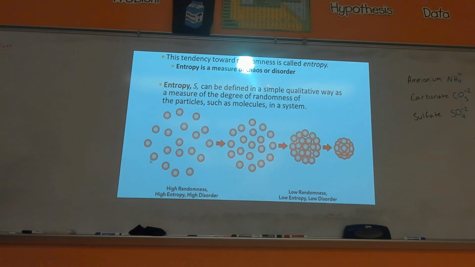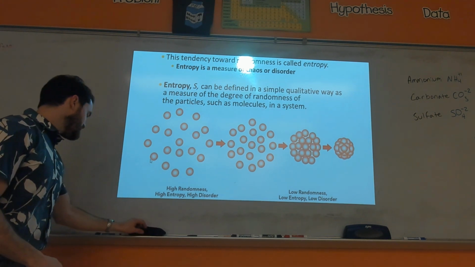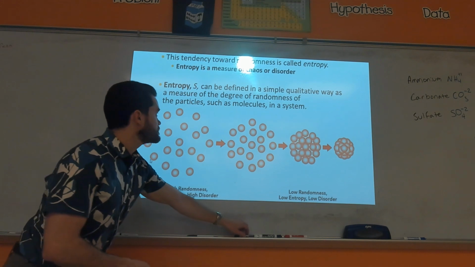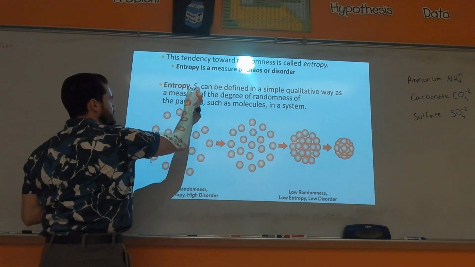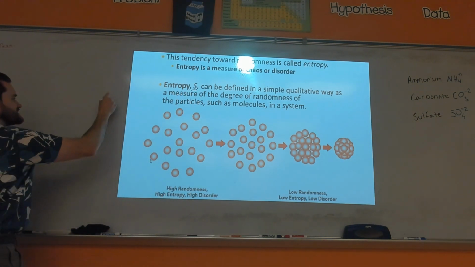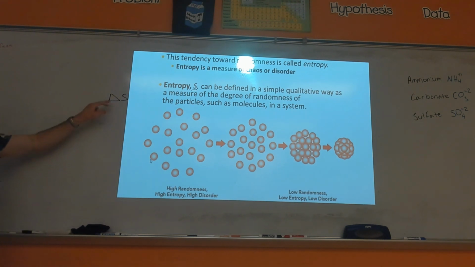Yeah, so entropy, a measure of chaos, is another way you'll hear it said. So high chaos would be high entropy. An abbreviation for entropy is the letter S. A lot of times you'll see it written as delta S. Remember that delta is final minus initial. So if you're measuring delta S, you're looking at the change in entropy. How is entropy changed when you do a chemical reaction?